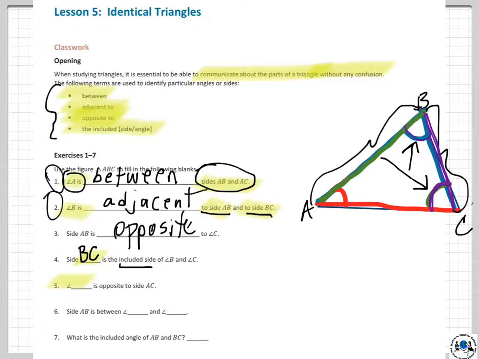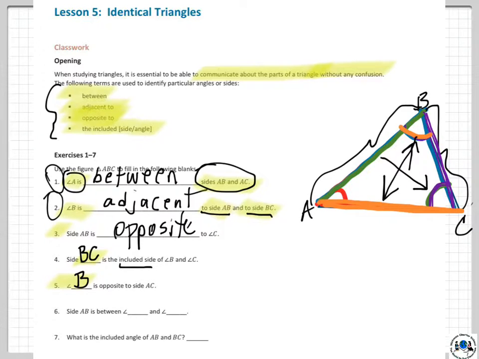All right, here we go. Now 5. Angle blank is opposite to side AC. Okay, and you've actually seen this opposite idea up here in 3. So, of course, that answer is going to be B. So if we saw here, we had angles. You can see angle B is, of course, opposite AC, just like angle C was opposite AB. It's because it sits across from it like that.